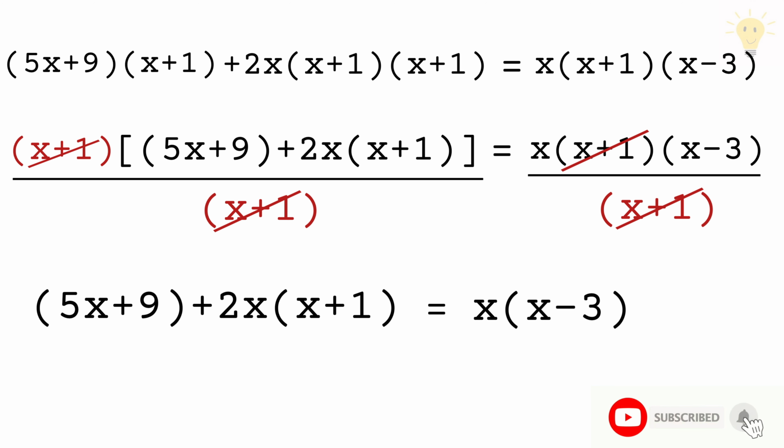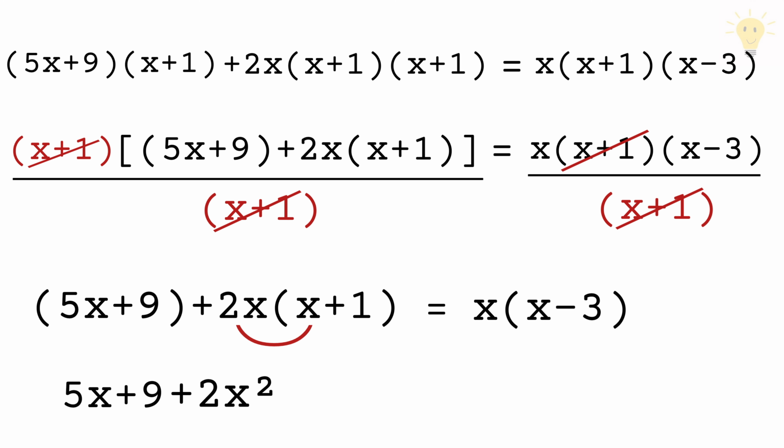Now that we have nothing common on the right hand side of the equal sign with the left hand side, we can now multiply inside the brackets. 2x multiplied by x is 2x squared, and 2x multiplied by 1 is 2x. x multiplied by x is x squared, and x multiplied by a negative 3 is negative 3x.